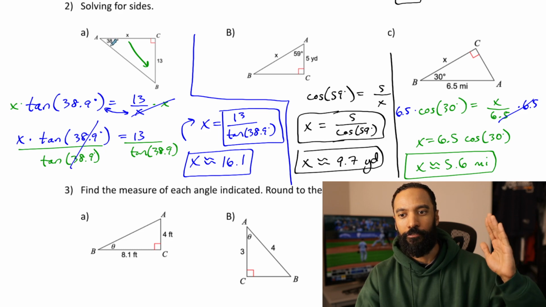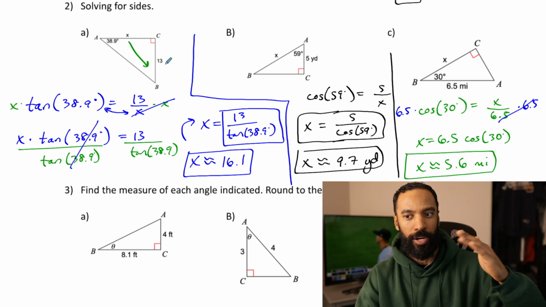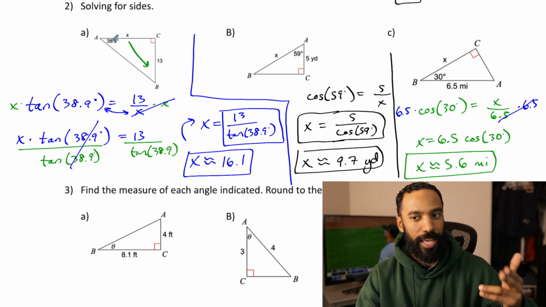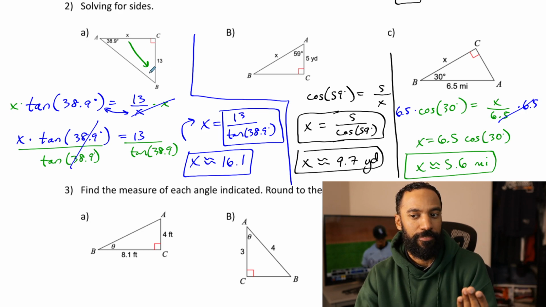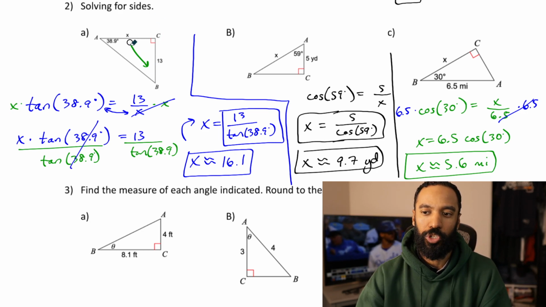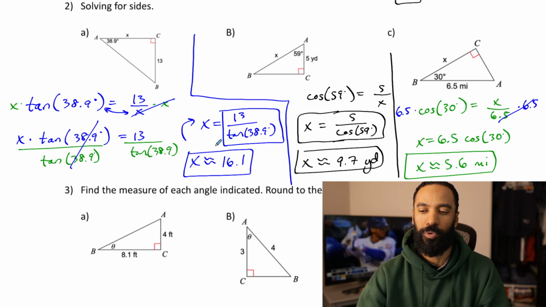Remember, normally we're used to a 45, 45, 90, which would be 1 to 1. These would be the same. Well, this is less than 45, so this got to be more than 45. So this is bigger. Opposite the bigger angle should be the longer side. So yes, 16.1 should be more than.